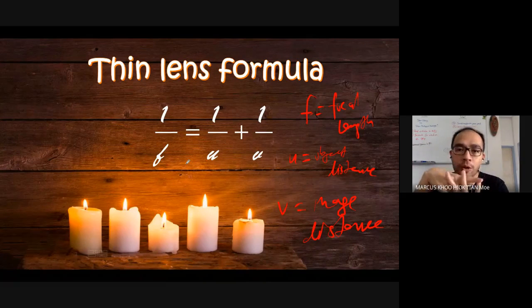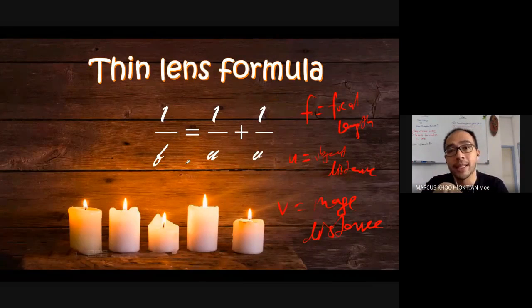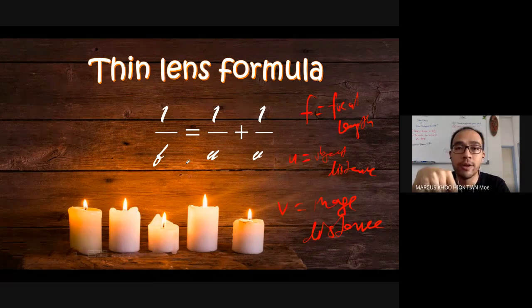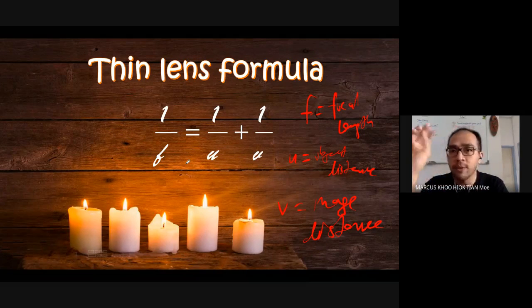Now we can use this formula only for object distance and image distance. You cannot use this formula for object height and image height. Okay, height kita tidak boleh pakai. Height kita pakai hanya untuk mengira linear magnification. Okay, or object distance and image distance also can be used for linear magnification, but for the thin lens formula, cannot.